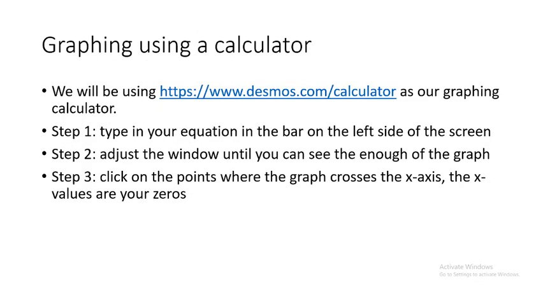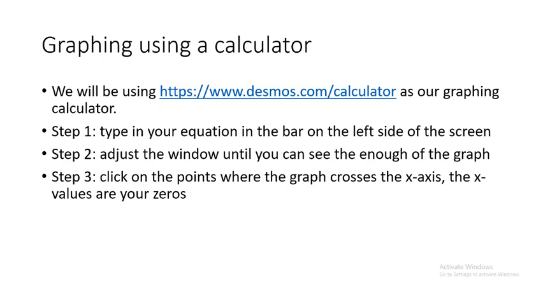So luckily we can use a graphing calculator to do that. In our case, we're going to be using the Desmos graphing calculator, which can be found at desmos.com/calculator. And really, it's only 3 steps to solve a quadratic equation for its zeros, and one of those steps is sometimes not even necessary.